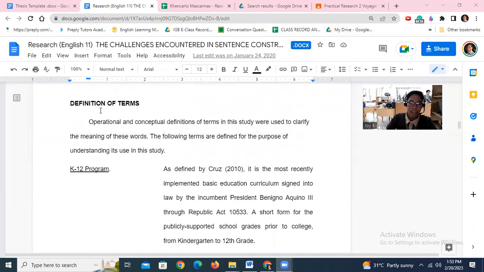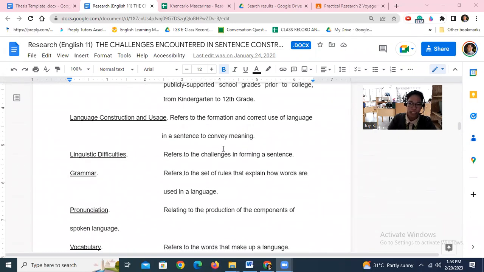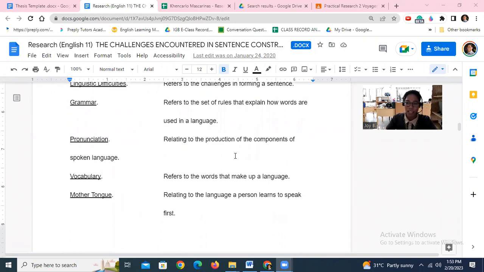So again, remember, the definition of terms, you can say this one. Operational and conceptual definition of terms in this study were used to clarify the meaning of these words. The following terms are defined for the purpose of understanding its use in this study. So this is the way how you try to create the definition of terms. Okay, nakuha? If you have questions, again, just try to write a message to me.